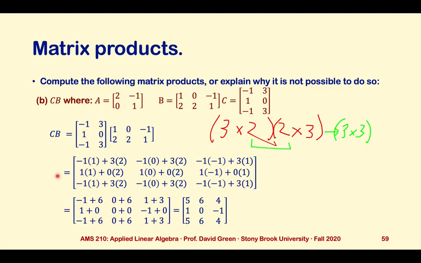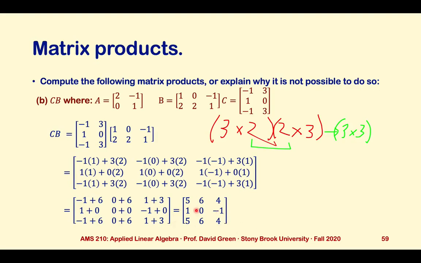For the second row, we move down and do the same thing, but with the second row of C. First column of B, 1 times 1 plus 0 times 2 is 1. Second column of B, 1 times 0 plus 0 times 2 is, of course, 0. And with the third column of B, 1 times -1 plus 0 times 1, -1 plus 0 is -1.